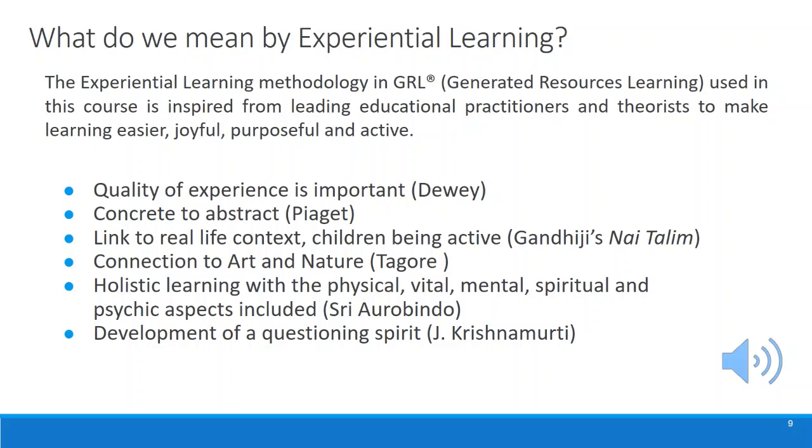Much of our colonial education has led to a fragmented understanding of ourselves and our bodies. In fact, Sri Aurobindo showed us that a holistic education is possible when we make connections between the physical, the mental, and the psychic aspects of a human being. And finally, let us recall that Krishnamurti stressed upon the importance of a questioning spirit, which would lead to the development of an autonomous learner with a critical and scientific temper.